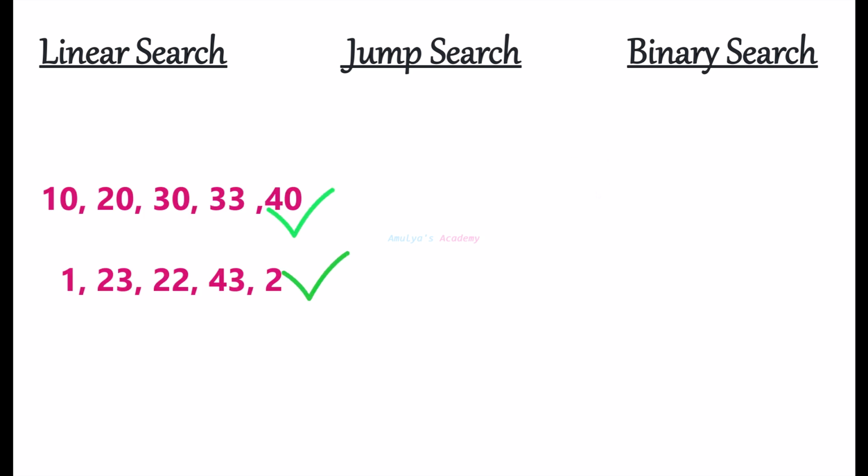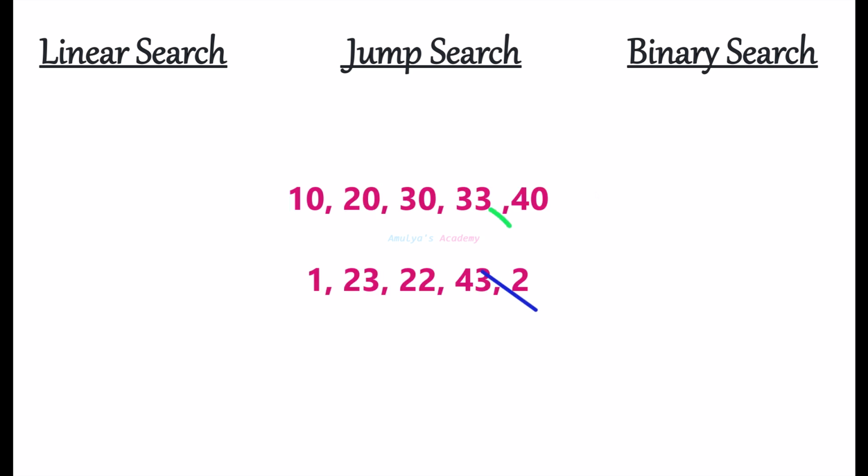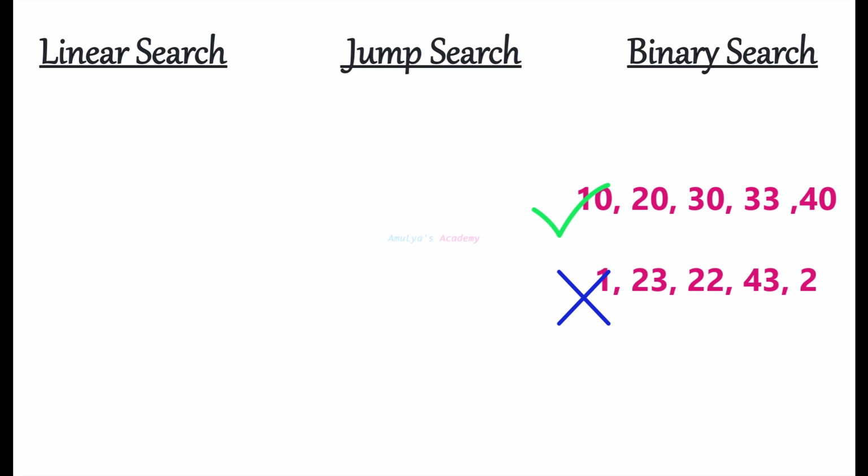Linear search algorithm works on unsorted or sorted lists. Jump search algorithm works only on sorted lists. And binary search also works only on sorted lists.